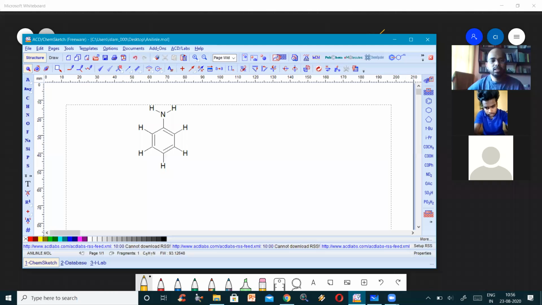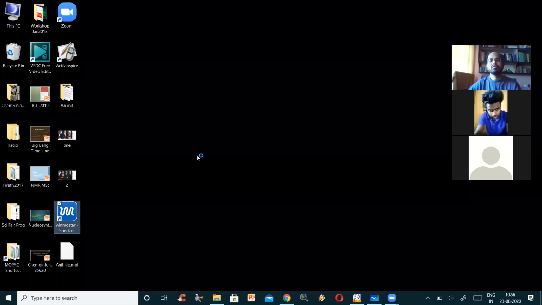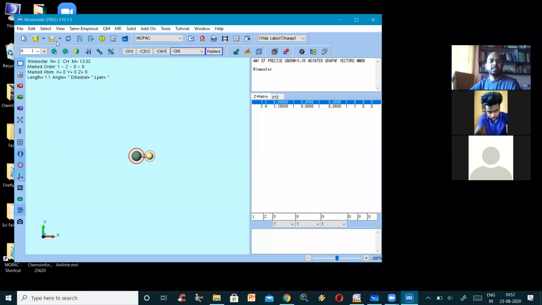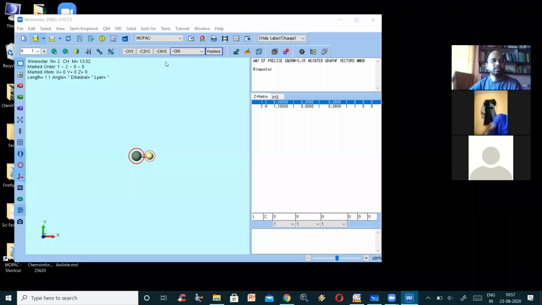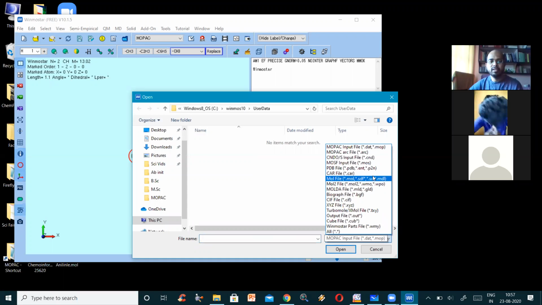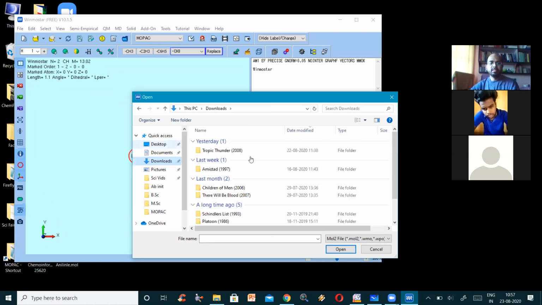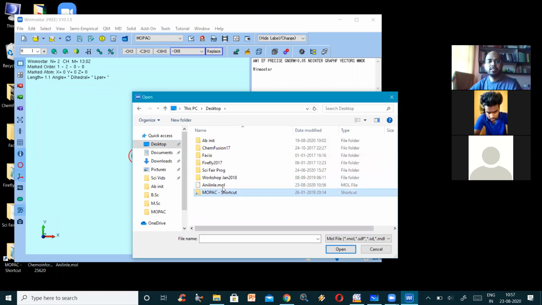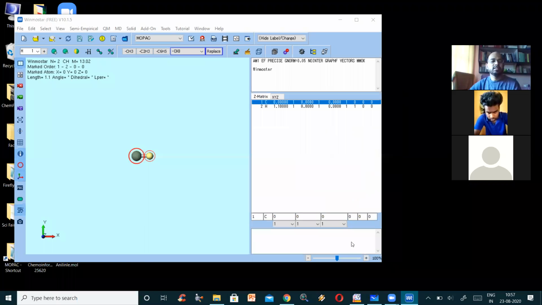Now, I'll go back to WinMostar. This we have installed already in the previous class, right? I'll open the molecule there. So it is asking for input file, but we have saved only the mol file. Okay, so you click mol and search the file there. Desktop is not there. Mol file. Here it is. Just open it.